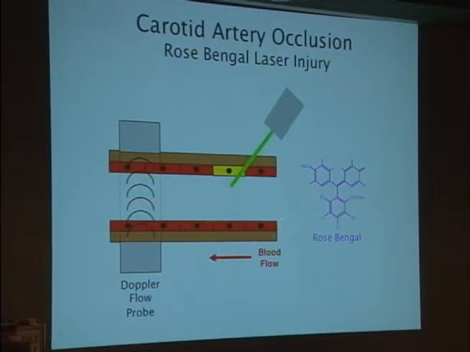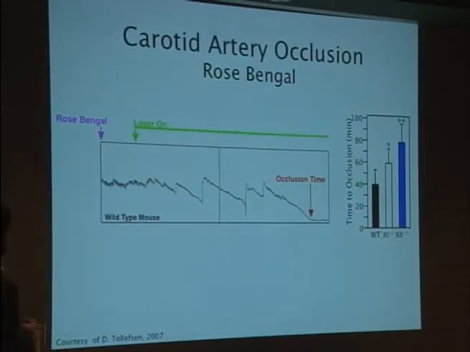You infuse a dye, an eosin-related dye called rose Bengal, that doesn't cause the animal any harm. You illuminate the artery that you want to form a thrombus in with a laser of a certain wavelength. This is converted to free radicals at that site, and the end result is occlusion. And so a typical tracing with a mouse in this particular model is going to be similar to the carotid artery. This was alluded to before. You get this pulsatile nature where the flow starts to drop, and then it goes back, and eventually you go to the point where you're occluded.